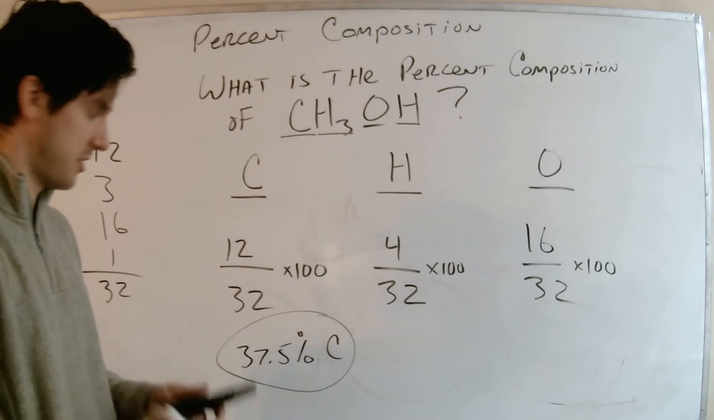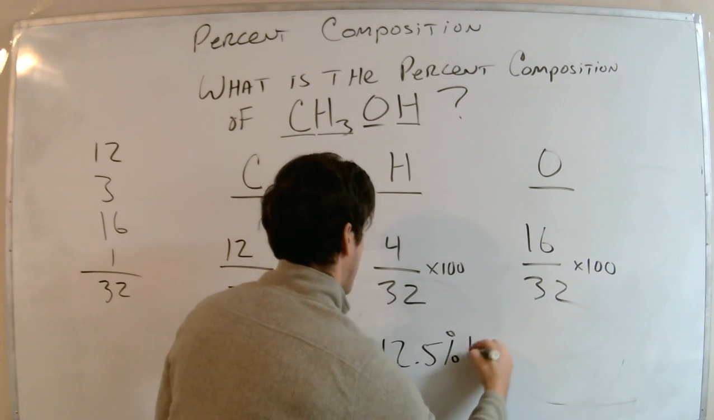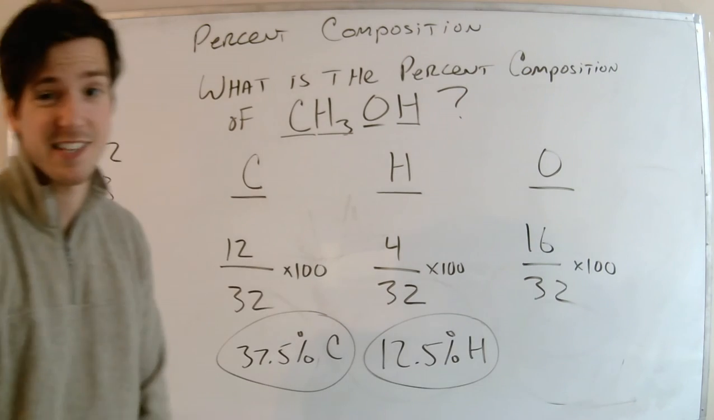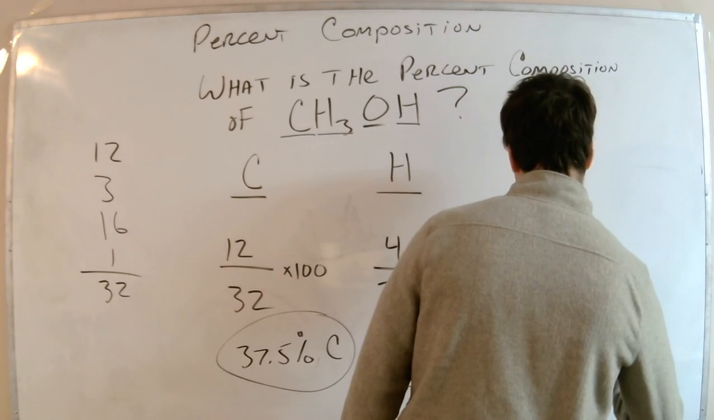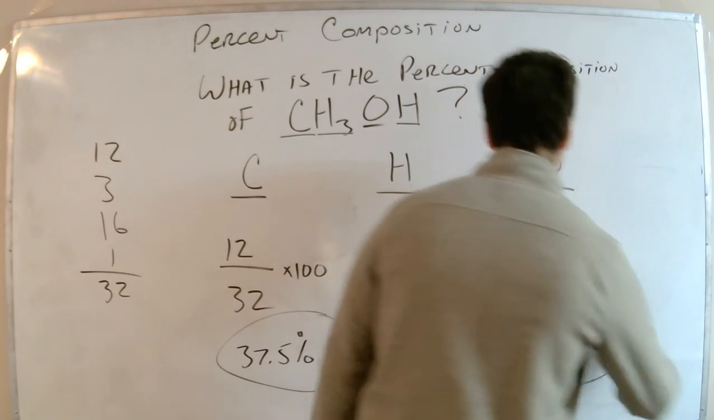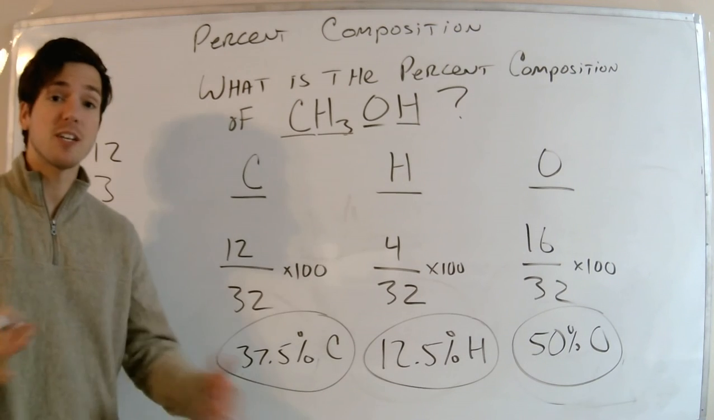4 divided by 32 times 100 is 12.5% hydrogen. And 16 divided by 32, you could figure, is 50% oxygen. That's it, people. So that is percent composition.